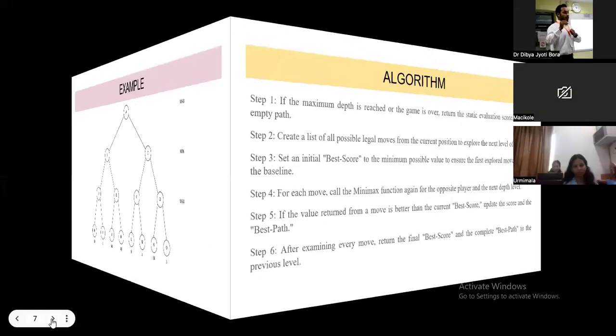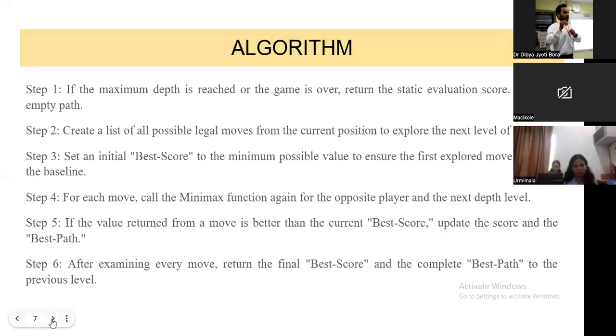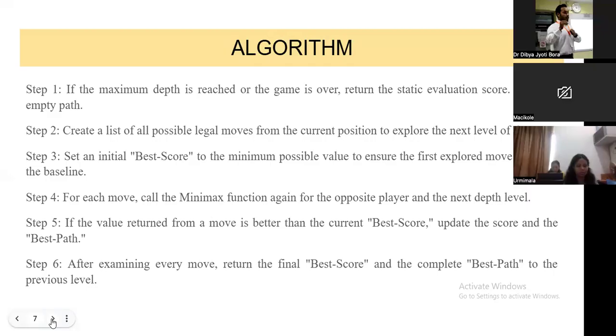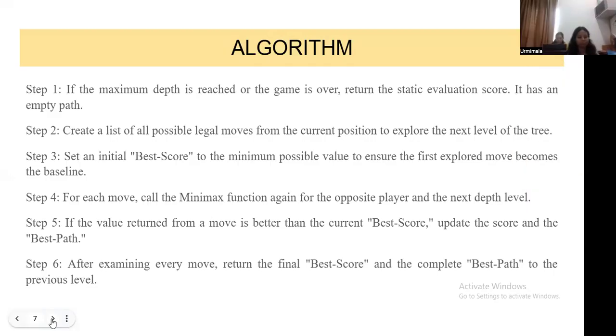Algorithm. Step 1. If the maximum depth is reached or the game is over, return the static evaluation score. It has an empty path. Step 2. Create a list of all possible legal moves from the current position to explore the next level of the tree. Step 3. Set an initial best score to the minimum possible value to ensure the first explored move becomes the baseline. Step 4.